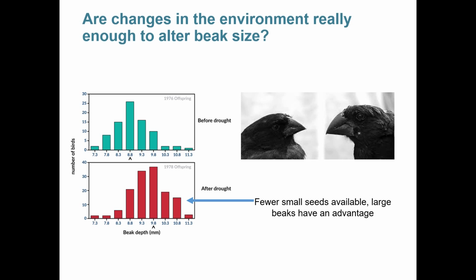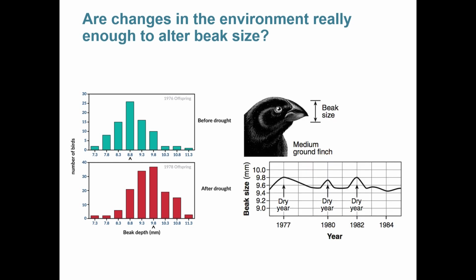Now that's something interesting to say if it happened only one time, but it actually happens every time a dry year happens. So if we look at beak size over time at the Galapagos Islands, we can see that for this bird, we see an increase in beak size every time there's a dry year. Once in 1977, again in 1980, again in 1982. And in fact, we can follow this like clockwork. So even a year's worth of drought is enough to cause noticeable change in a bird.